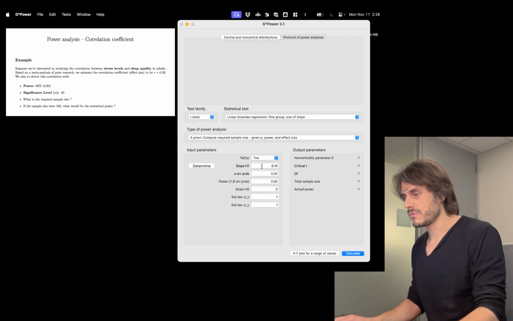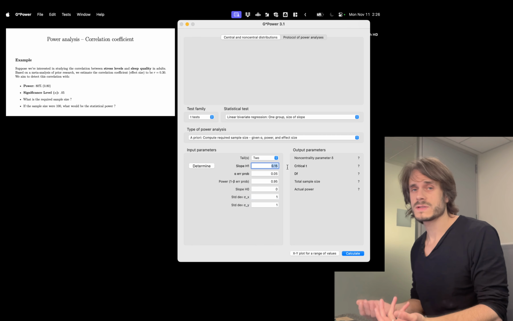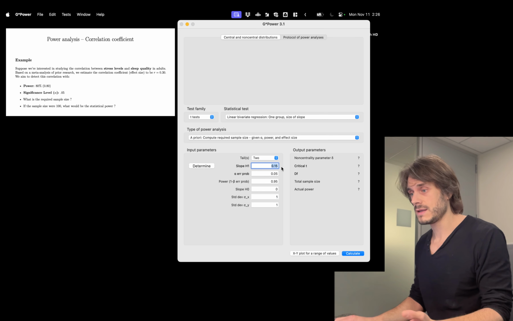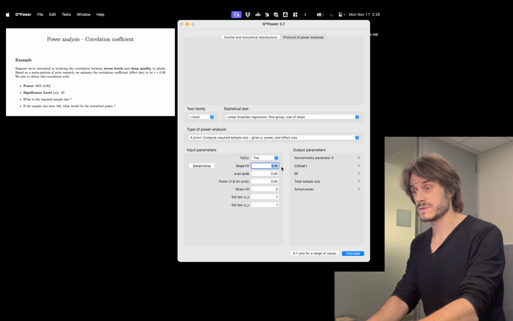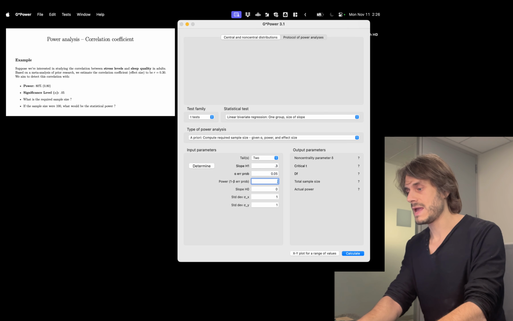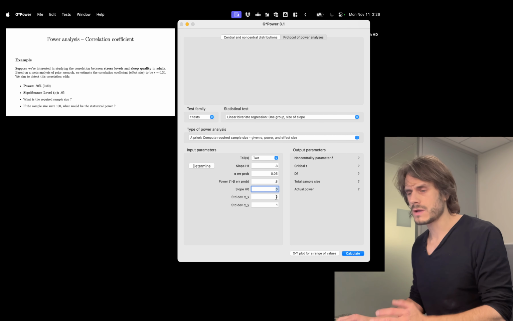And here, what I can do directly is, since I already have a standard deviation of 1 for both of my variables, actually, if I just provide the slope, it will correspond to the correlation coefficient. So I can directly provide here the correlation coefficient. So I said it was 0.3. Right? The alpha threshold is still 0.05. I'm not changing anything. However, statistical power, I'm aiming only for 0.8. And this one I'm not changing.